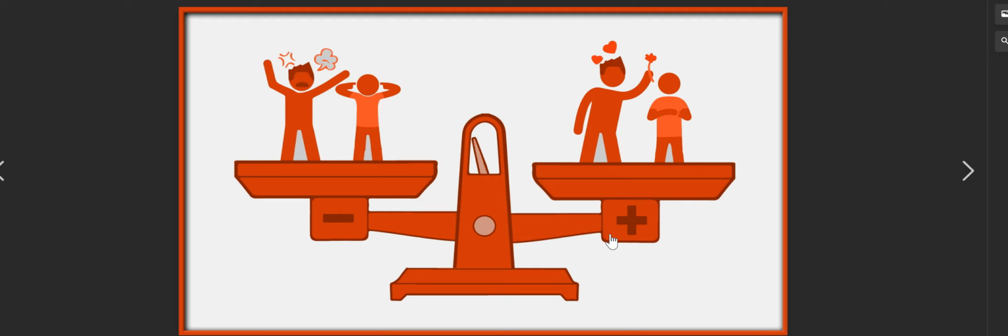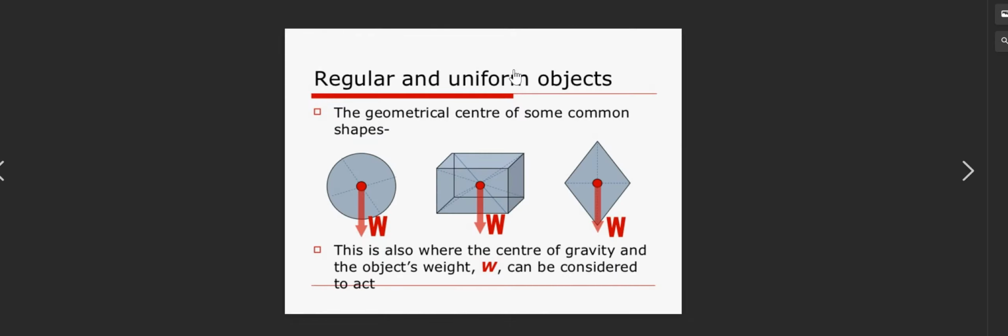So we have some regular objects whose center of gravity I'll show by picking some images from the internet. See here, regular and uniform objects, the geometrical center of some common shapes. So the center of this is here. This is also where the center of gravity and the object's weight, that is W, can be considered to act. Okay, so these are 3 images, and we have a few more images.